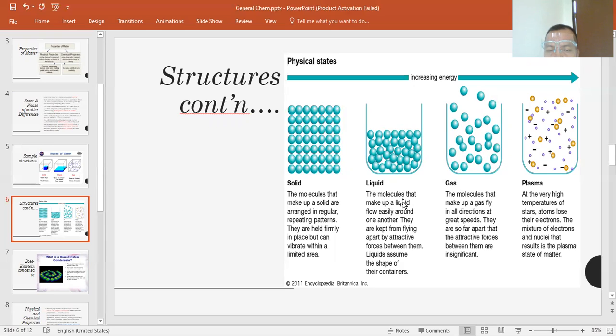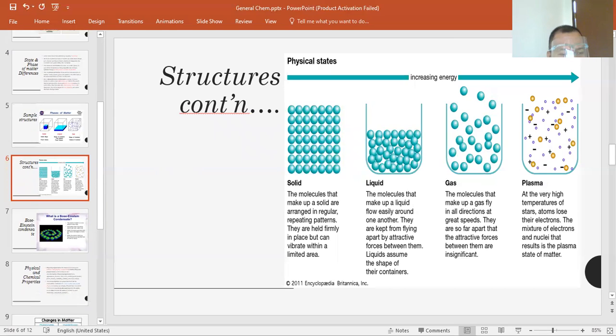Liquid: the molecules that make up a liquid flow easily around one another. They are kept from flying apart by attractive forces between them. Liquids assume the shape of the container. Gases: the molecules that make up a gas fly in all directions at great speeds. They are so far apart that the attractive forces between them are insignificant. Then the plasma: at the very high temperatures of stars, atoms lose their electrons. The mixture of electrons and nuclei that results is the plasma.